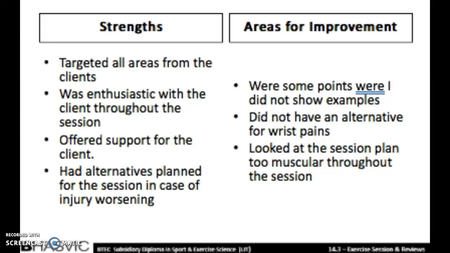The peer observer gave me feedback saying she felt I had improvised well with the alternatives for the session, as it was not the client's main injury. The client felt the session was good and felt that I encouraged him throughout the session by treating him as a friend as opposed to a client, and also felt it was progressively demanding and targeted toward areas of his upper body.